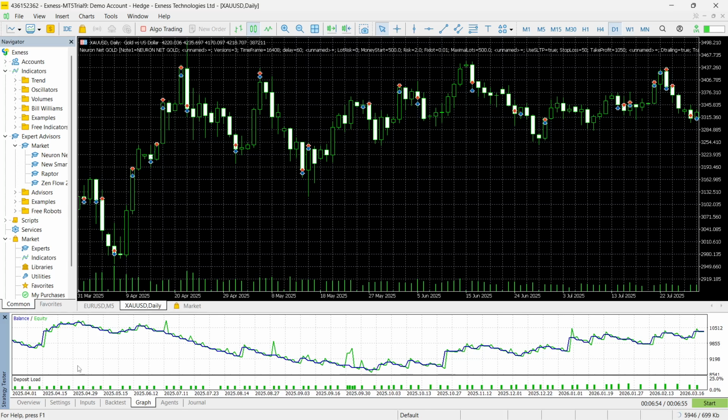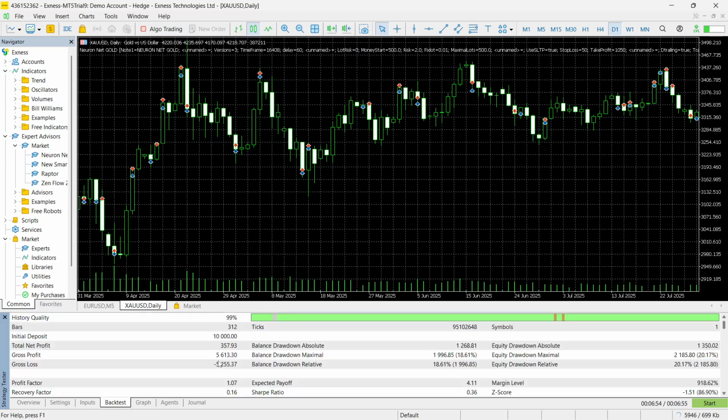All right, so as for the stats, total net profit came in at 357.93, a very modest return. Profit factor just 1.07, which is barely profitable. Gross profit 5,613 versus gross loss of 5,255. Balance drawdown was 18.61%. Alright, compared to the developer's long backtest claims and AI prediction hype, my results were underwhelming with prolonged losing periods.